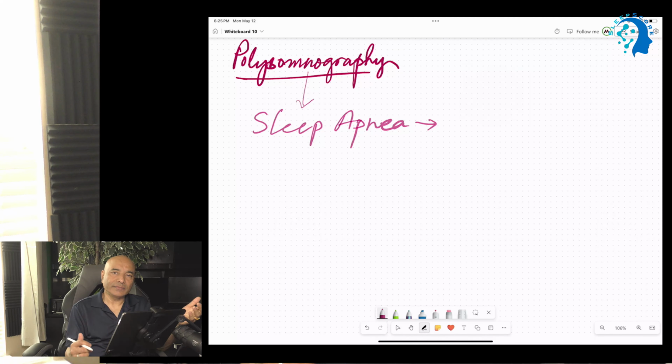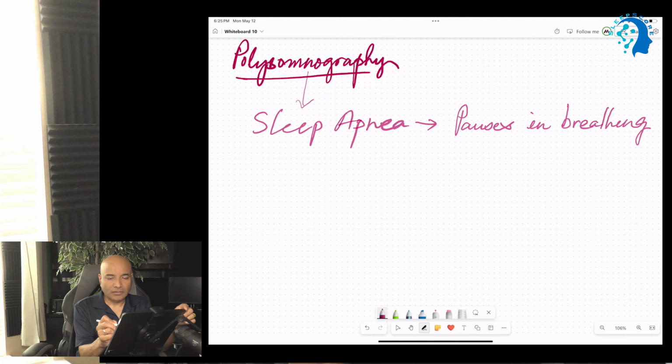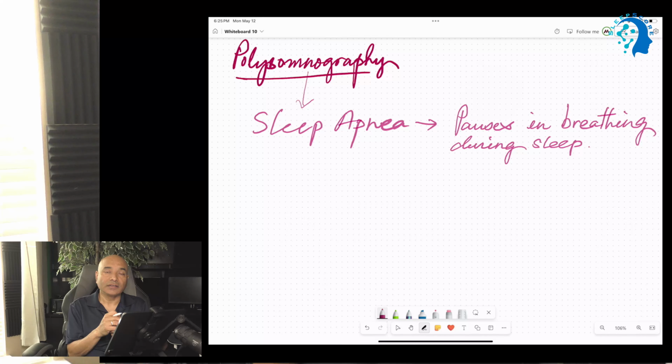Now, what is sleep apnea? Shortly, it is called pauses in breathing. Sleep apnea means pauses in breathing during sleep. I mean, when people sleep at night, if they hold their breath, that is called sleep apnea.